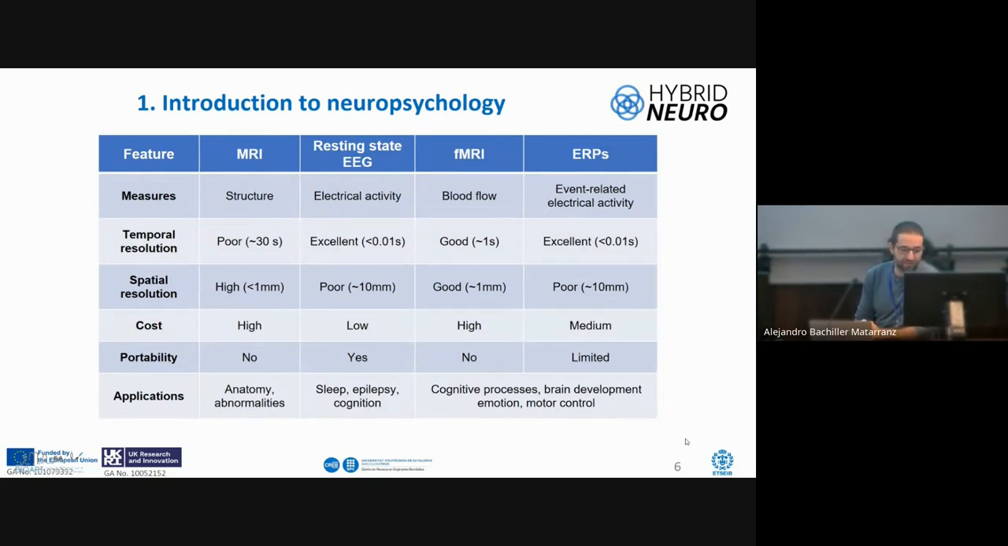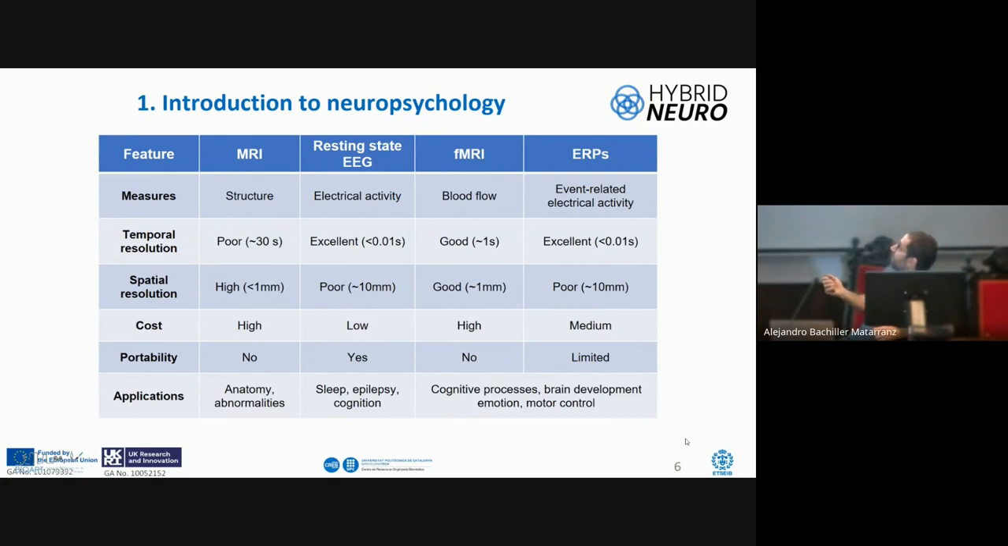So in this table there is a summary of the main aspects of these kinds of measures. Magnetic resonance image is focused on structure, here electrical activity at resting state, here electrical activity due to performing a task. This is the blood: the functional magnetic image is an indirect measure because it measures the flow of the blood.